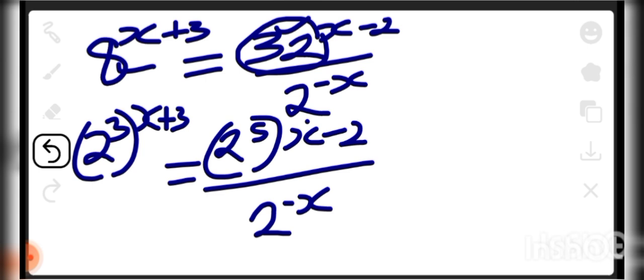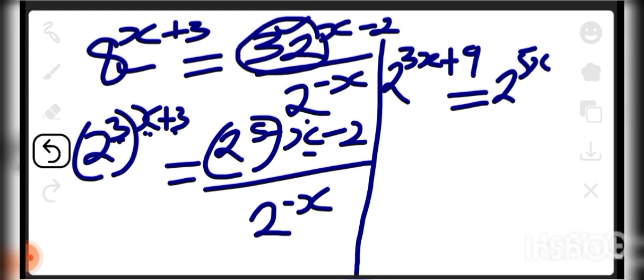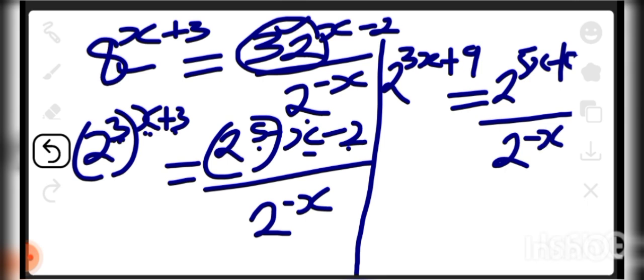So what are we going to do now? We just open this bracket. We're going to have 2 raised to power 3 times x, that is 3x. 3 times 3, that is 9, plus 9. Now let's go with this. 5 times x, that is 5x, 2 raised to power 5x. 5 times minus 2, that is minus 10. Then over 2 raised to power minus x. So we are through with that.